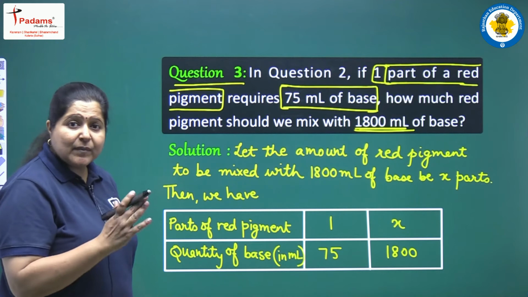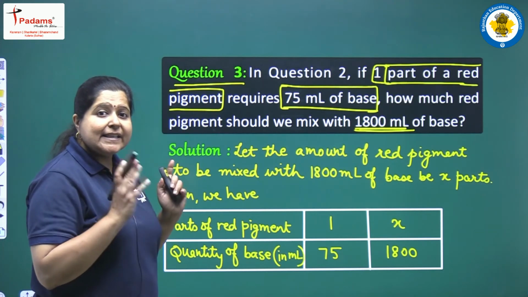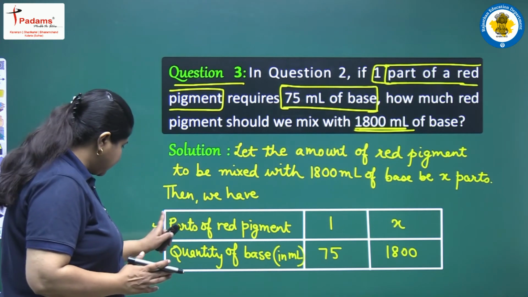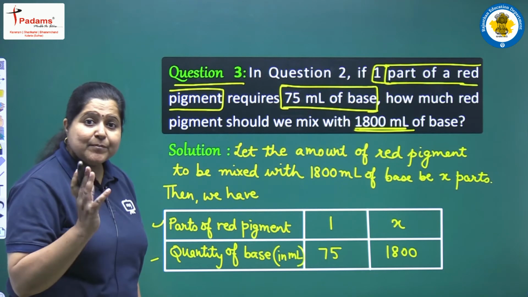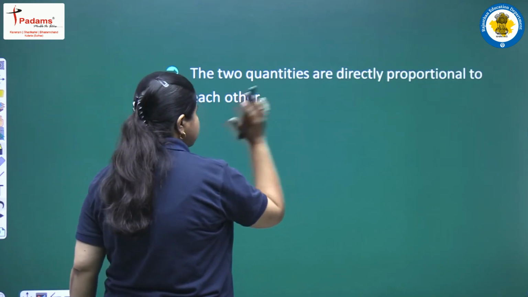To maintain the same color we need to take the two parts, the red pigment and the base, in the same proportion every time. And so these two quantities are directly proportional to each other. We write here the two quantities are directly proportional to each other.